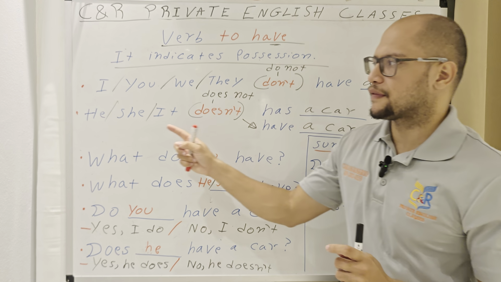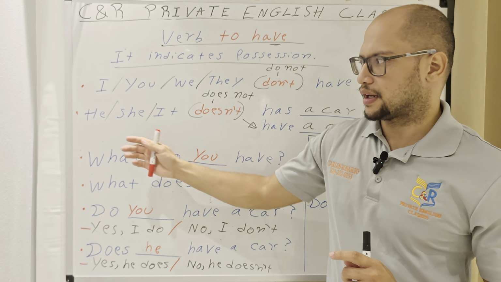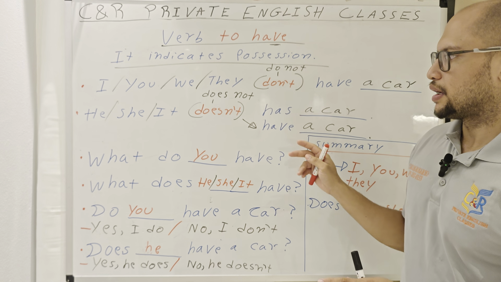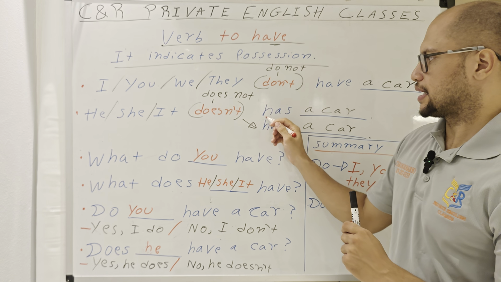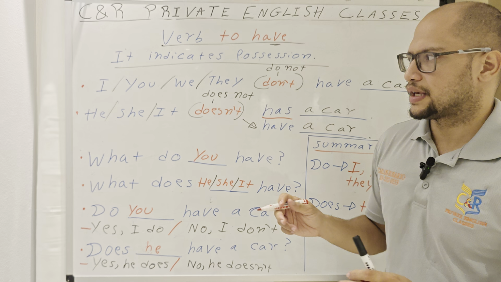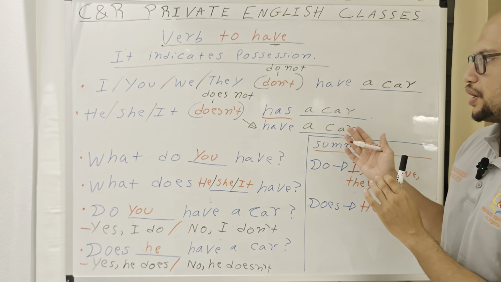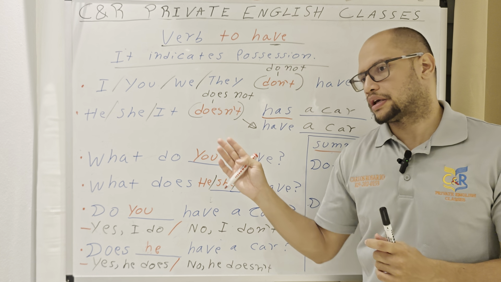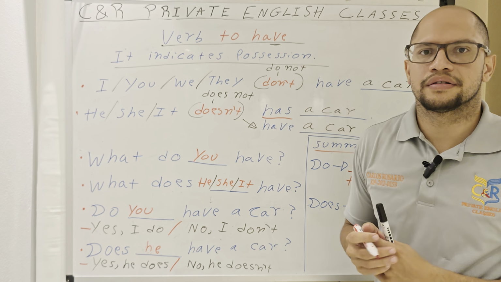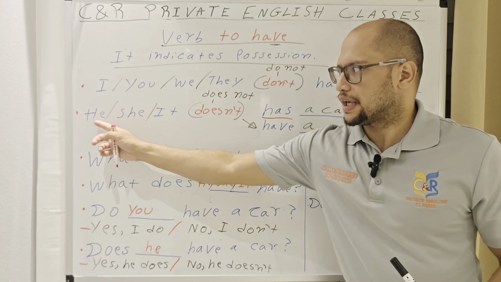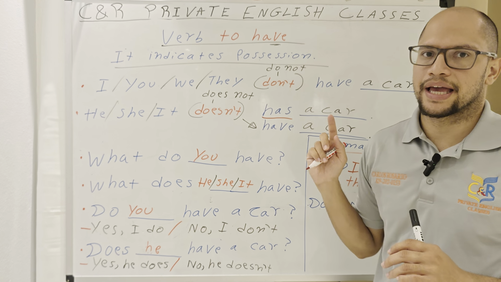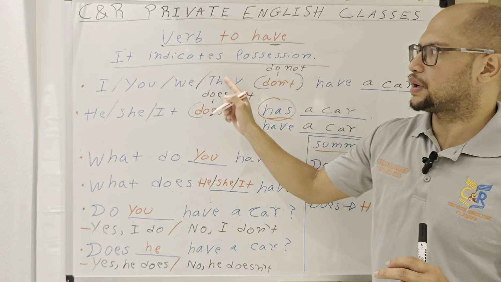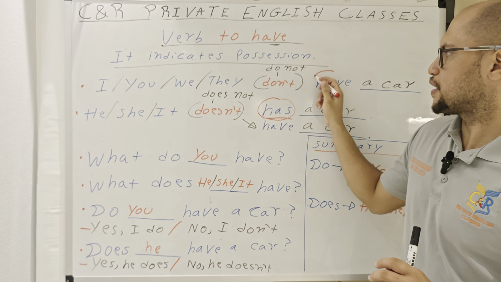Now, when you have he, she, it, like Pedro, Maria, cat, etc., you're going to use has. He has a car. She has a car. It has a car. Okay. He, she, it has. I, you, we, they have.